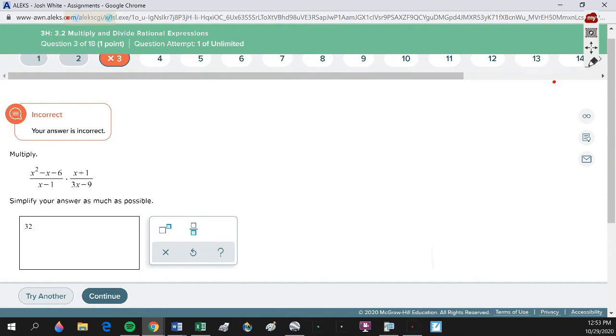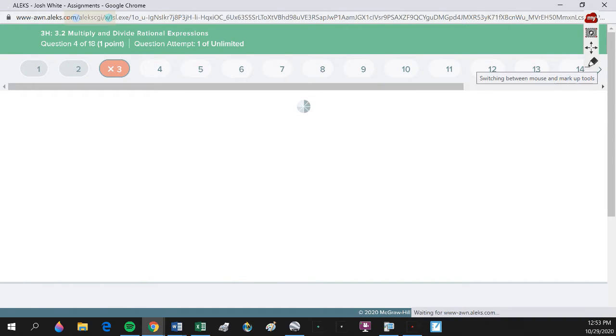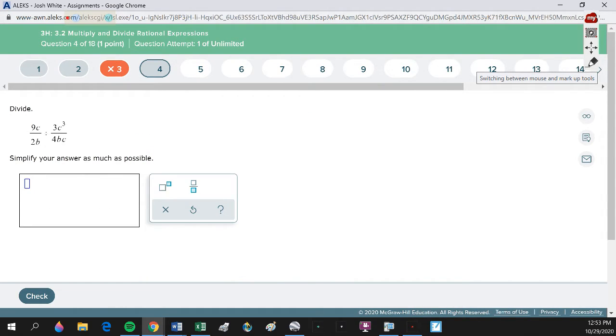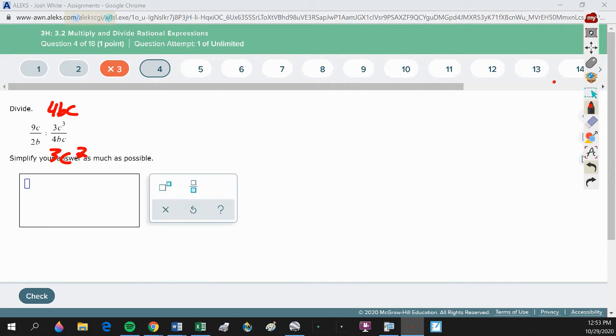Okay. Let's try. Oh, I got it wrong. Dang it. All right, this is a division problem. So I just flipped this upside down. 4bc over 3c squared, or to the third. So the 2 turns the 4 into a 2. These two c's get rid of 2 of the 3 c's. And 9 and 3 turn into a 3 on top. And b cancels b. So on top I have 2 times 3. So 6 over.